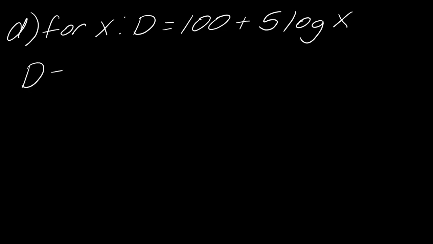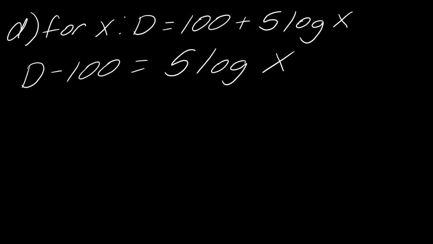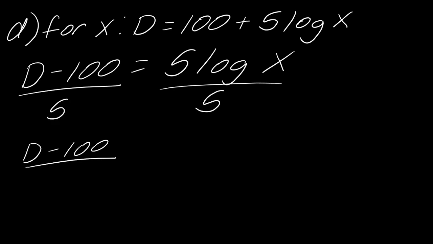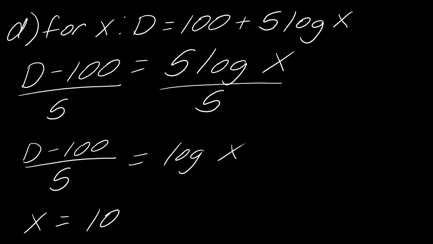First I'm going to subtract off the 100. I'm just trying to get the log of x by itself. So I'm also going to divide both sides by 5. So I have d minus 100 over 5 equals log of x. Since this is now a log equals something that's not a log, I have to use the definition of a logarithm. So the final part of this then will be 10 to x equals 10 to the d minus 100 over 5. And that's all you can do for that one.